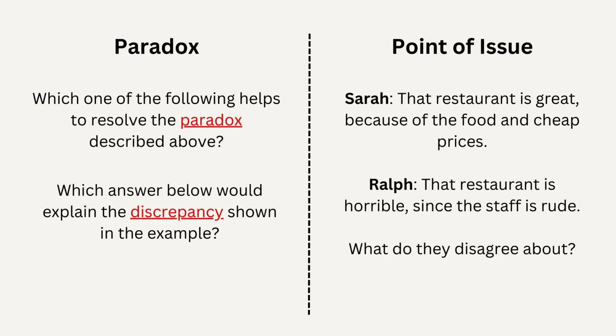And finally, we have the last two. So paradox. Which one of the following helps to resolve the paradox described above? Which answer below would explain the discrepancy shown in the example? It should be noted that paradox and discrepancy are fundamentally the same thing. They're not different types of questions, they're just synonyms. So they mean the same thing. Sometimes they use the word paradox, sometimes they use discrepancy, but once again, same idea. And this is to drive the point across. A quick example of a paradox question would be something of the sort.